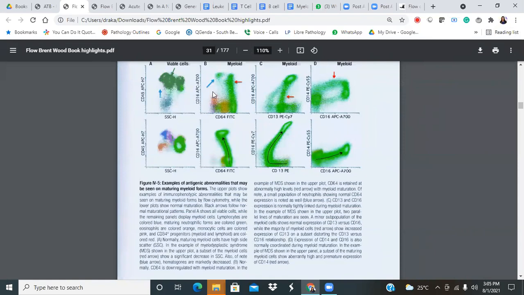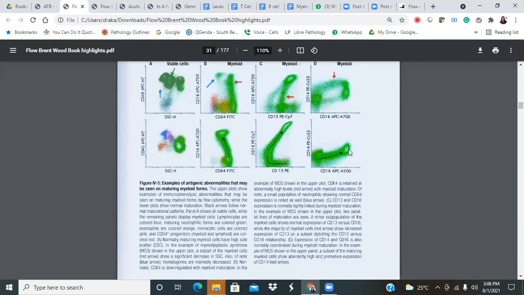So the upper plot is abnormal and the lower plot is a normal one. And you can see that 13 versus 16 is normal over here. However, over here, this has to be like this. However, this is like a decrease in 13 expression over here, if you may. So this is a population that has, sorry, an increase in the 13 expression over here. So that's something that's aberrant, see over here.